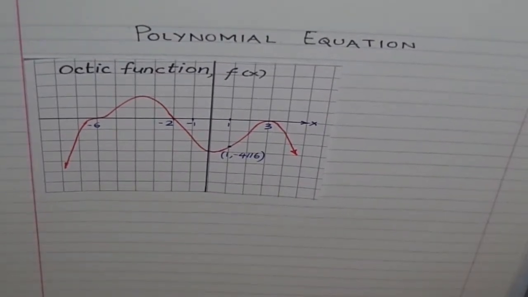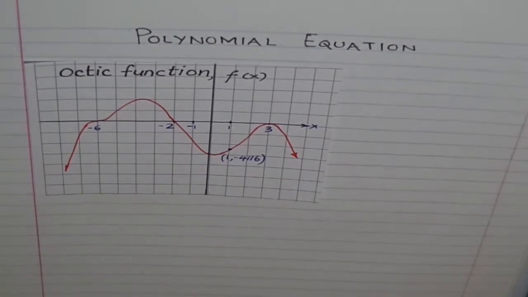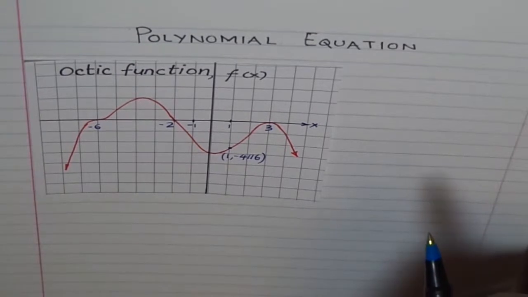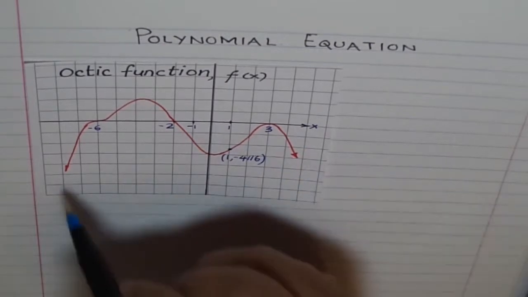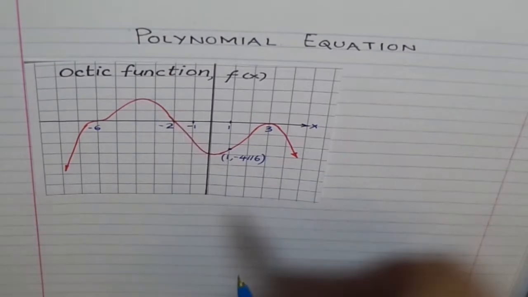Let's try to determine the polynomial equation from a given graph. In other videos you have seen how we found polynomial equations from different conditions. This time we'll go from a graph to the equation. Now here is a graph given in red. It is for an octic function.